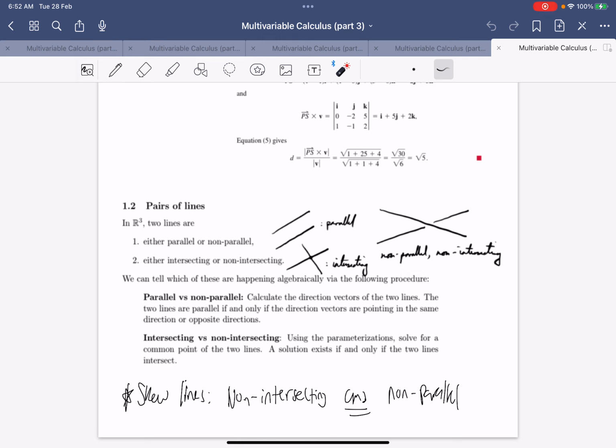But in 3D space, because you add a third dimension to this line, these lines can lie on parallel planes and not be parallel to one another. Yet from the top view, you see them crossing, but they are not actually intersecting, and they are not parallel. And these are known as skew lines.